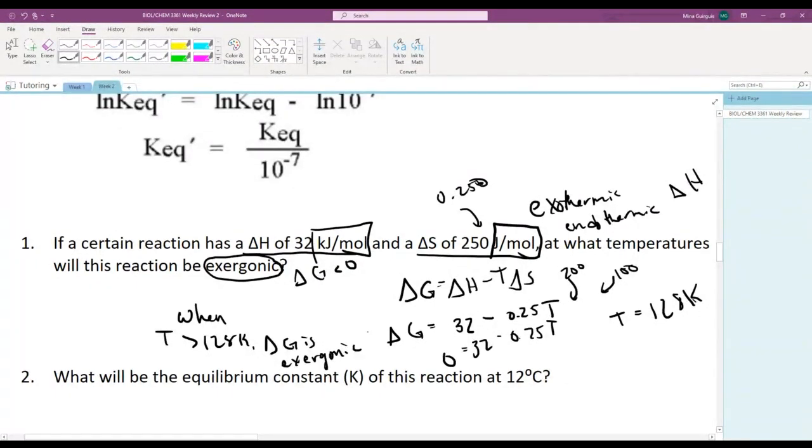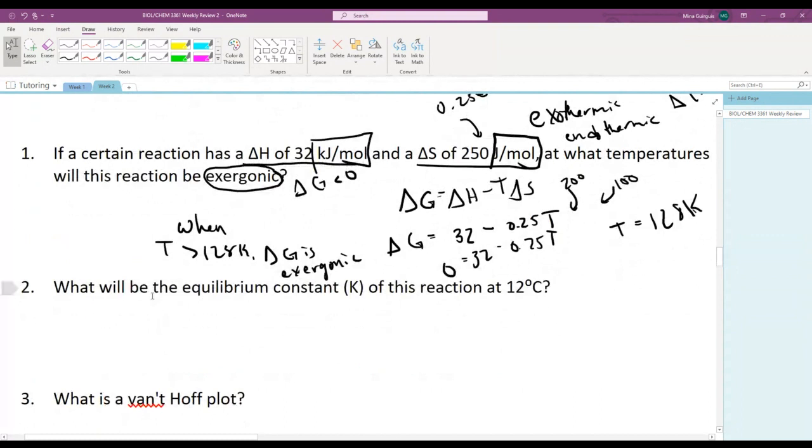I want us to think about what that actually means. If the temperature is greater than 128 Kelvin, well, room temperature is nearly 300 Kelvin. So this is a really, really, really cold temperature, meaning this reaction is really, really, really exergonic, meaning it's really spontaneous. So that's something to keep in mind, is just what do these actual values mean.